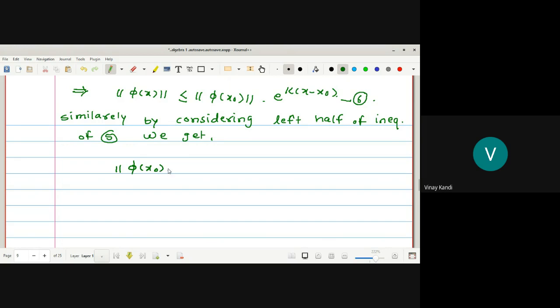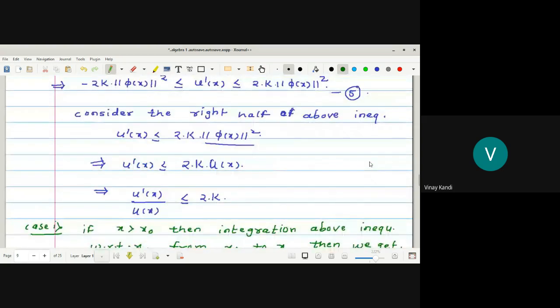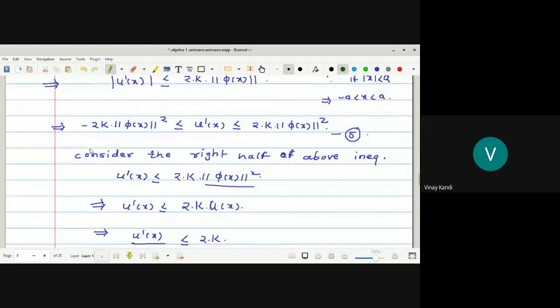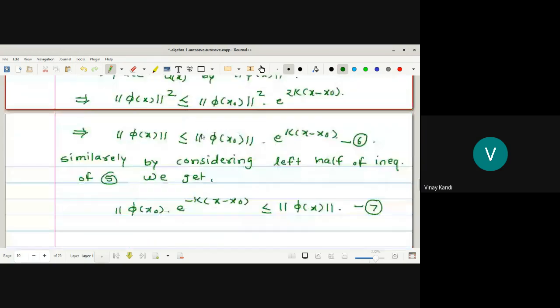Phi of x naught into e raised to minus k into x minus x naught, which is less than or equal to phi of x. Give it as equation number 7. Look here, what is equation number 5? Now, considering this left inequality, by a similar process, what do we get?